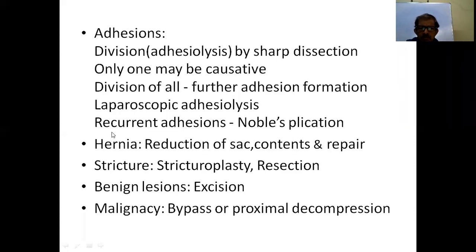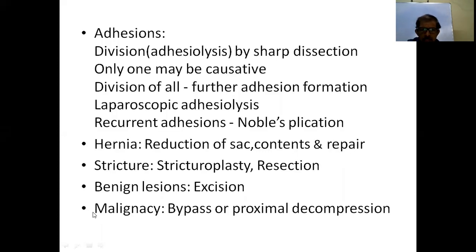Then hernia means first you reduce the sac and contents and then do routine hernia repair. Whereas if it is stricture, you will go for stricturoplasty, and if the strictures are very dense and in close proximity, then you may have to resect that segment of the bowel. Benign lesions like lipoma, you will excise, whereas malignancy, as I told you earlier, we should not be in a hurry. We should not deal with the primary now.